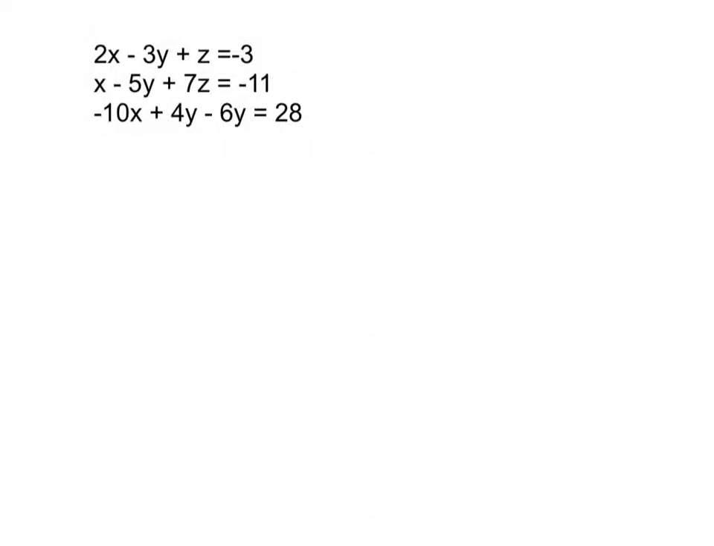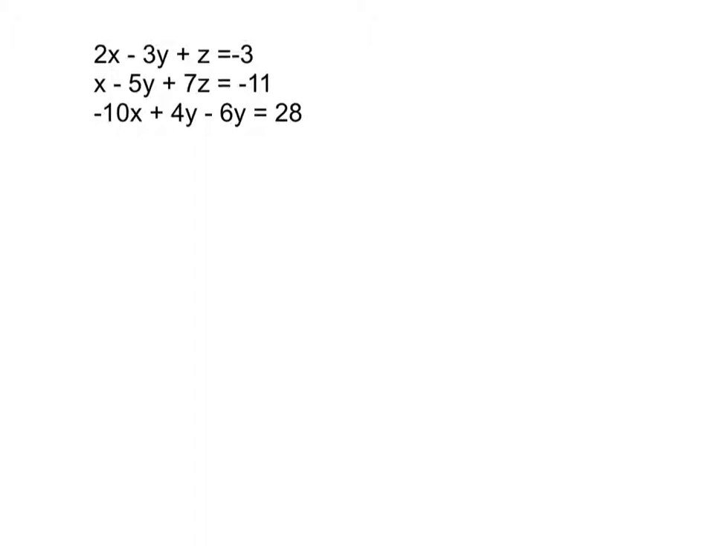We're looking for the solution to this system of equations that has 3 variables in it. And what we're going to do is eliminate one variable at a time until we are just left with an equation that has just one of the variables in it. The goal is to find the values for x, y, and z that will make all 3 equations in the system true.